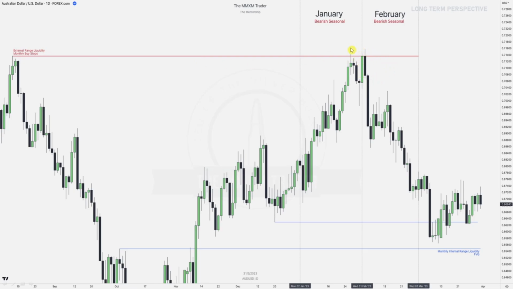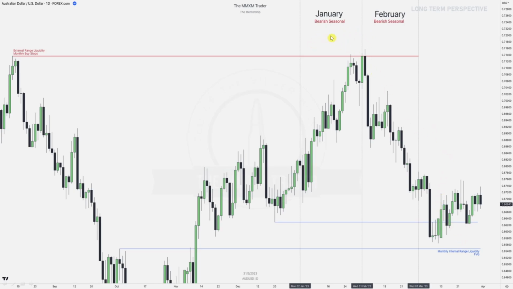Now, after raiding that external range liquidity on the monthly, taking out those buy stops, right? Once we take out that external range liquidity and we are in line with that bearish seasonal, we can see how price explodes to the downside. We have that daily stop hunt, right? And from this point out, up close candles should support price action lower, right? And we can see that over here, price moves up, respecting this area over here, this fair value gap, trading lower and lower and lower until we reach that monthly internal range liquidity.